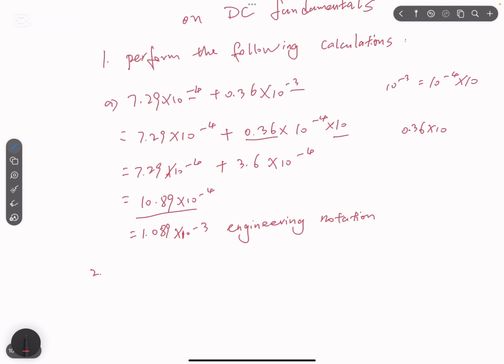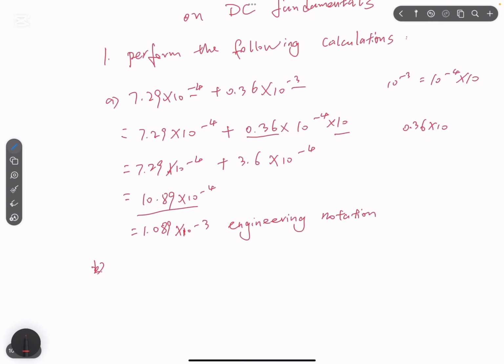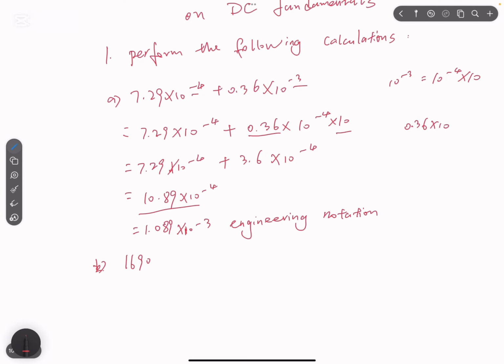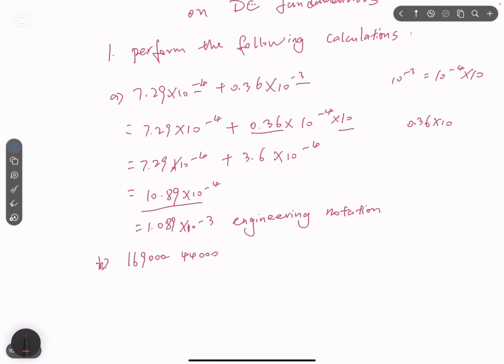So the second one is 169000 minus 44000. Basically that's 169 times 10 to the 3. The decimal is here, we move it to the left 3 times, so we change that to 169 times 10 to the 3 minus 44. Same thing for this one, it's 44 times 10 to the 3.